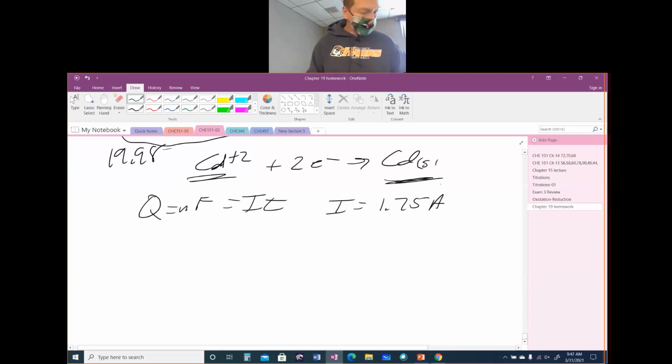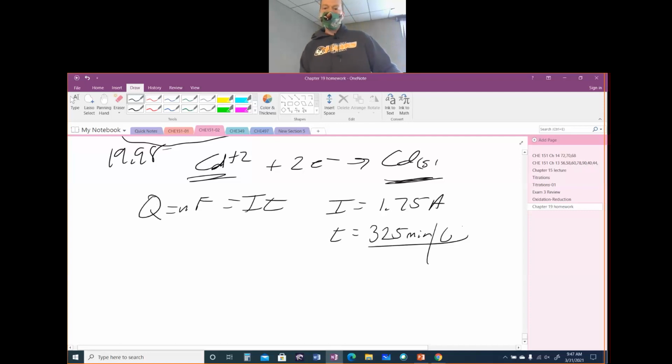1.75 amps flows through the solution for time 325 minutes. As soon as you're given that, you must immediately convert that to seconds, or these equations, the units, will not work. All right, and so you have 60 seconds in a minute. So you immediately convert that to seconds. And so it says how many grams of cadmium. All right, so now we have I, we have T, and F is a constant.